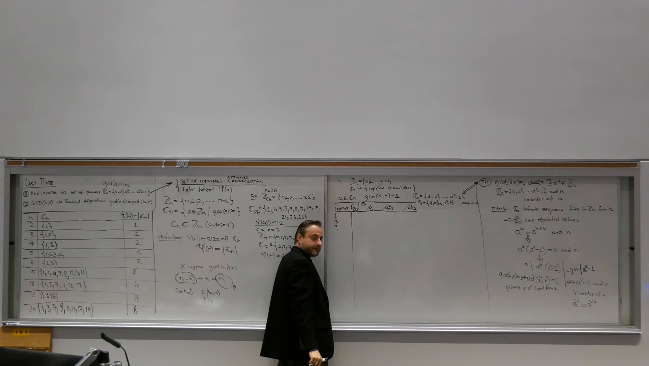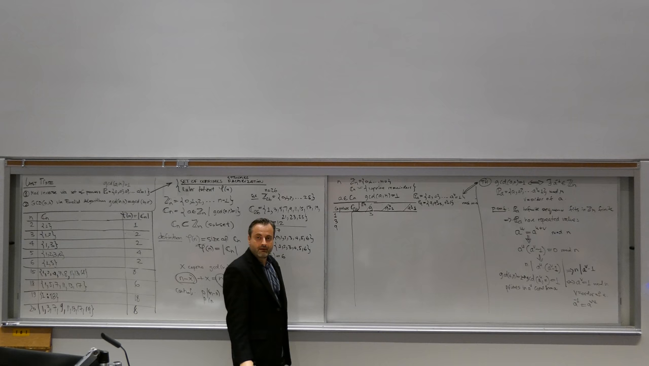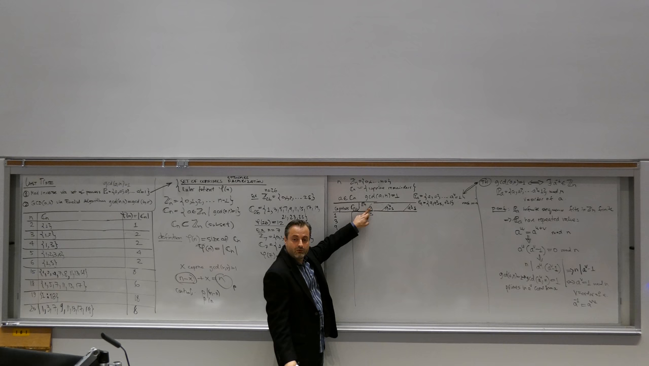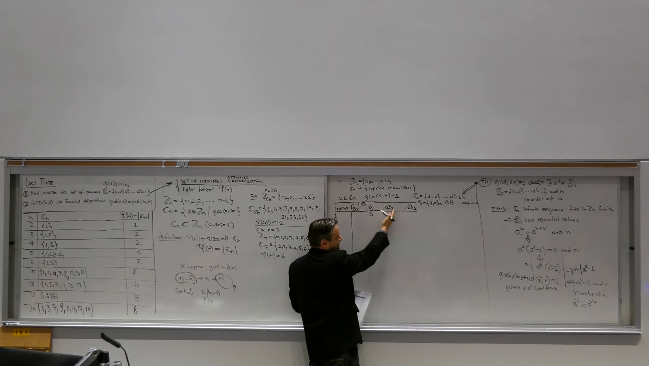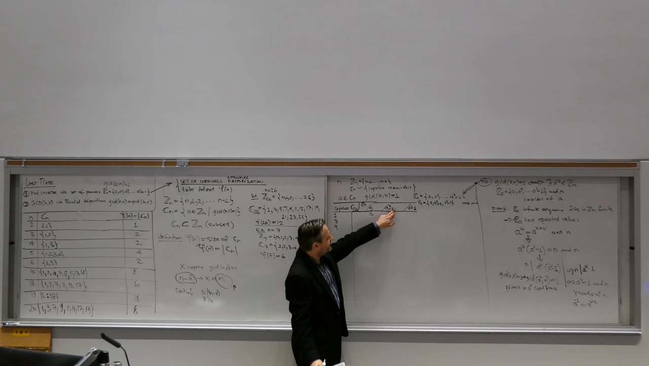Right, but that in Z26 is 3, because 3 times 9 is 27, which is 1. How about 1 divided at 9 squared, which is 3? 1 divided at 3 is 9, because 9 times 3 is 27, will give me 1.